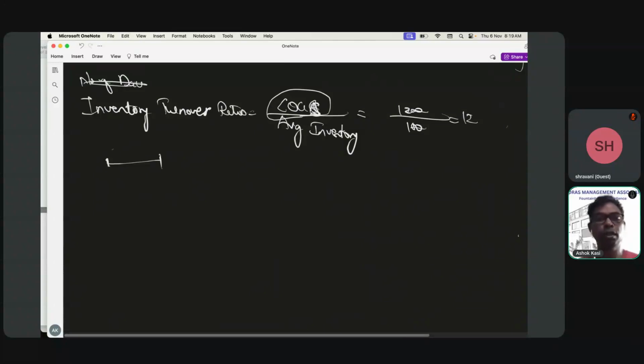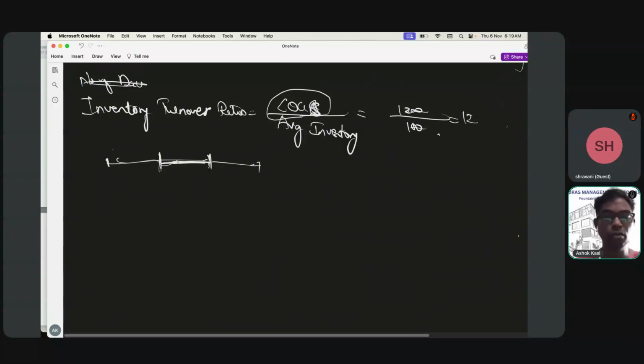Then you are selling it. Then again you are bringing the inventory. Then again you are selling it. It is taking 12 days to sell, and then again after you sell, again you are bringing the inventory, and again it is taking 12 days. Okay, so inventory turnover ratio means after every how many days you are going to the market and buying inventory. Okay, so that is 12 days, 12 times.